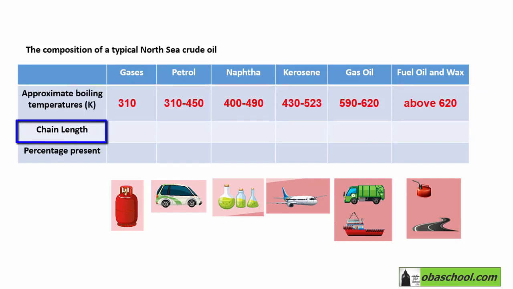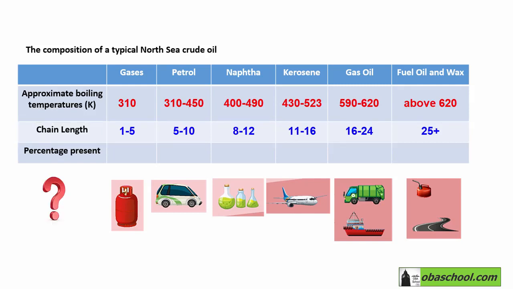Let's examine the chain length of each component. Gases have between 1 and 5 carbon atoms in the chain, whereas the chain length of petrol is between 5 and 10 carbon atoms. That of naphtha is between 8 and 12. The chain length of kerosene ranges between 11 and 16 carbon atoms. That of gas oil is between 16 and 24, and we have more than 25 carbon atoms in the chain of fuel oil and wax.